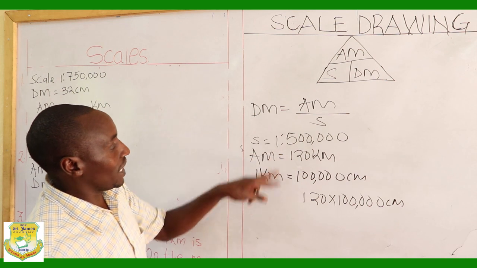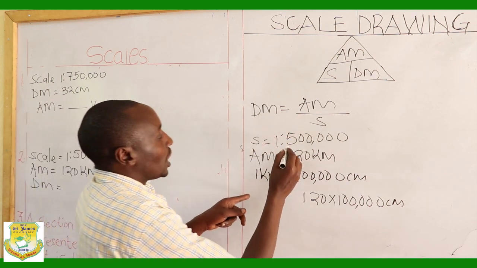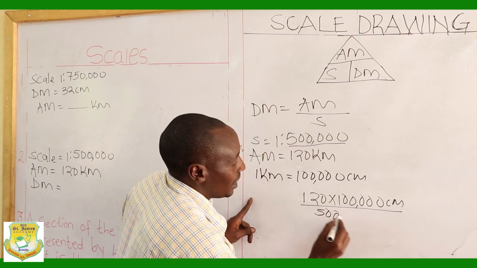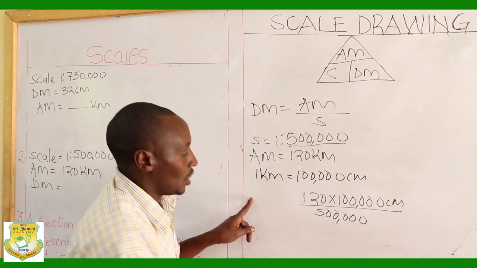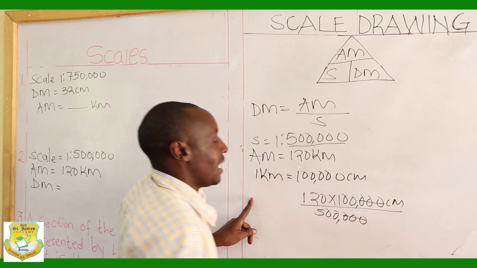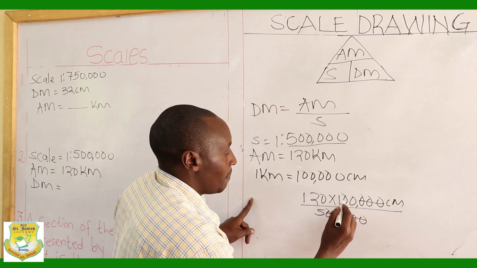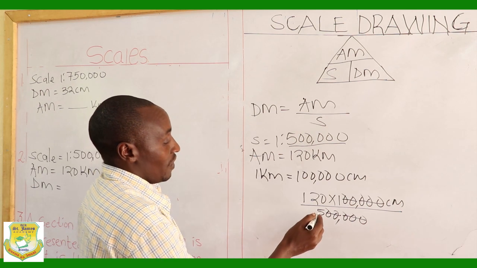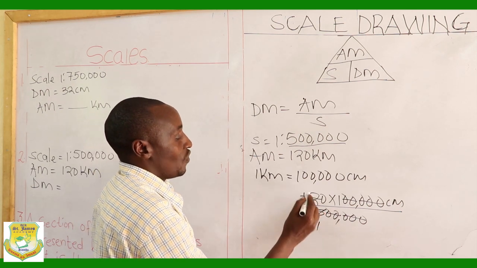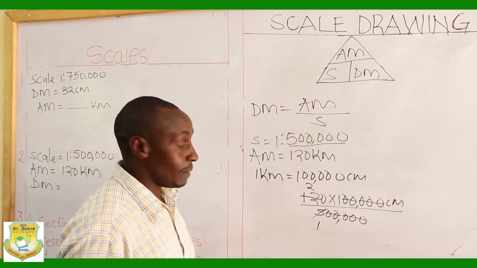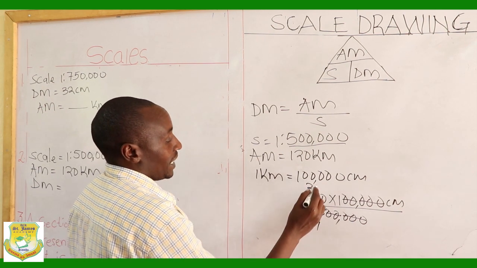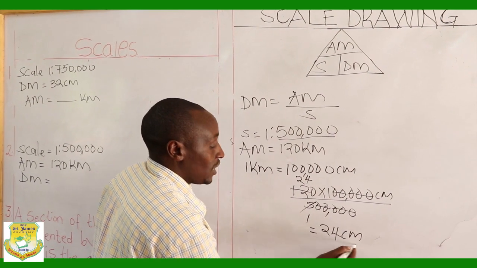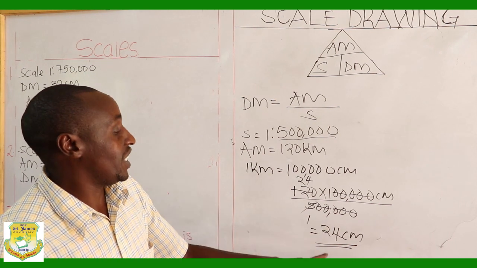Then we divide by the scale. We are going to take this part of the scale, we divide by 500,000. So we cancel by 1,000 there, by 100 by 100. Then from there we are left with 120 divided by 5. By 5, 1, by 5 we get 2 because of 10, remainder 2, 20, I get 4. So my answer is 24 centimeters. As you can see, 24 centimeters can fit in a book.